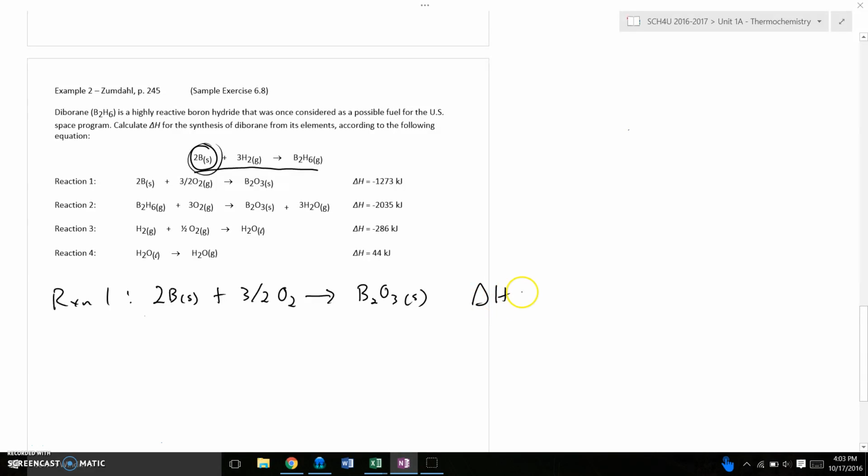And I'm going to write my enthalpy for that one. Okay, reaction 2. Now, reaction 2, I notice that I have my diborane on the reactant side. And I can also see the diborane is on my product side in my overall reaction. I don't see diborane in any other reactions, so I'm going to flip this reaction around. So I'm going to move my products to the reactant side, my reactants to the product side.